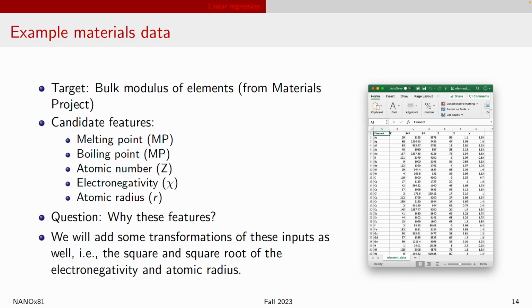Now, one question I want to pose to you. Why did we choose to predict the bulk modulus using these features? Is there a good reason why I believe there will be a relationship between them? Anyone? Let's start with the melting point and boiling point. Why do we believe that there should be a relationship between melting point and boiling point and the bulk modulus?